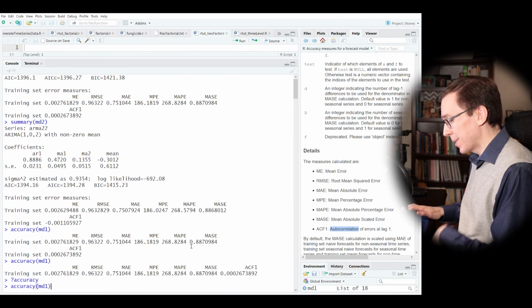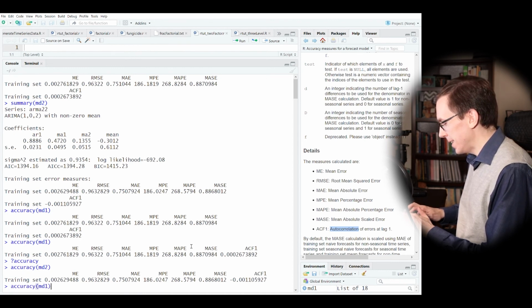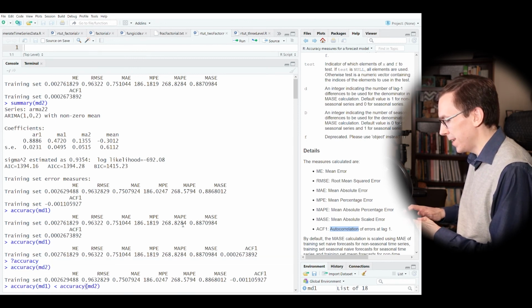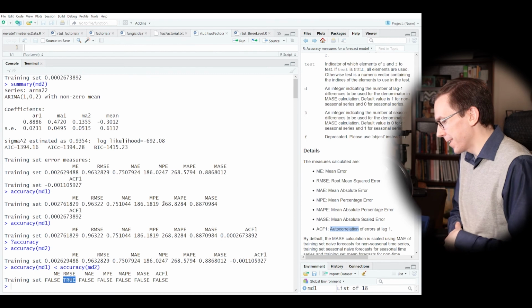What we can do is we can also look at this for our two different models. And in fact, why don't we try this? See if R can tell me how many times the correct model gave me a better accuracy than the model that was chosen as a better fit for our data? And in all of them, it failed except the root mean squared error.